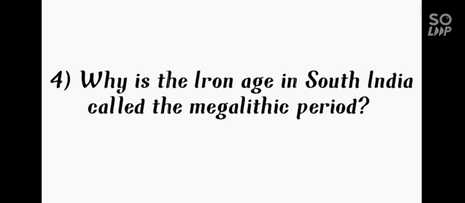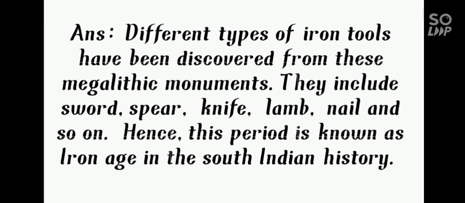Why is the Iron Age in South India called the megalithic period? Different types of iron tools have been discovered from these megalithic monuments. They include sword, spear, knife, lamp, nail, and so on. Hence, this period is known as the Iron Age in South Indian history.